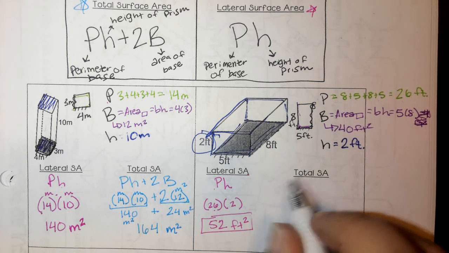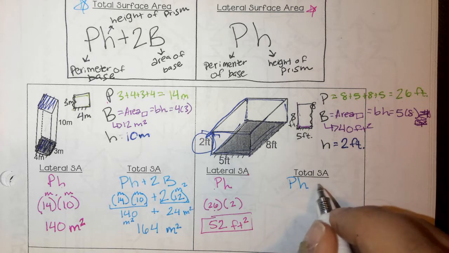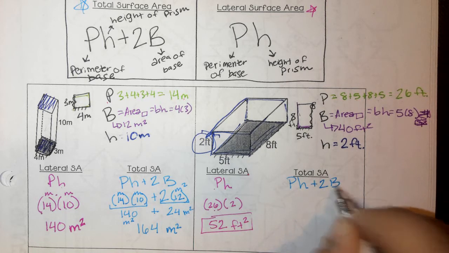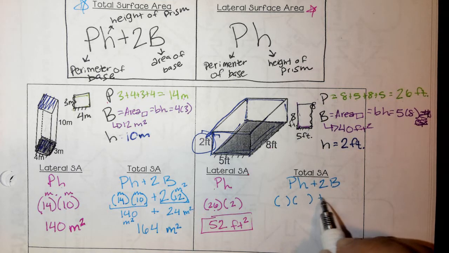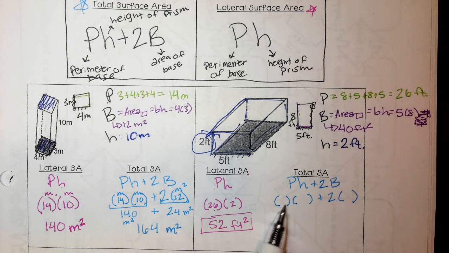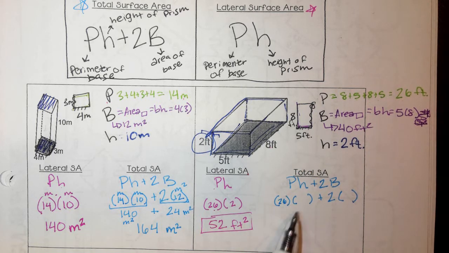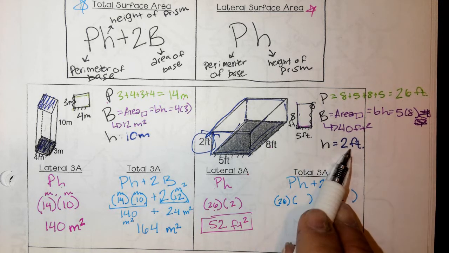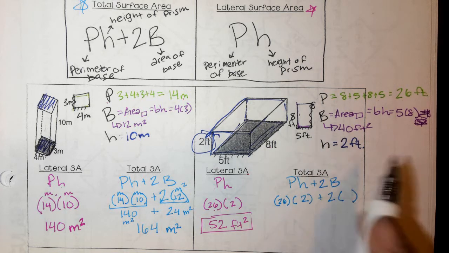Next, we'll want to find the total surface area, so that's capital P, the perimeter of the base, times the height of the prism, plus 2 times the area of the base. I'm putting a bubble everywhere I see a variable. This bubble is in place of P, and P is 26. This bubble is in place of H, and H is 2. Plus 2 is just part of the equation, and then this bubble is in place of the capital B, the area of the base, which is 40.